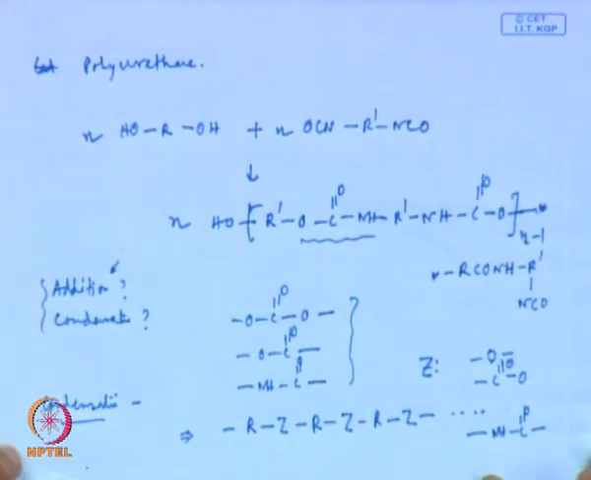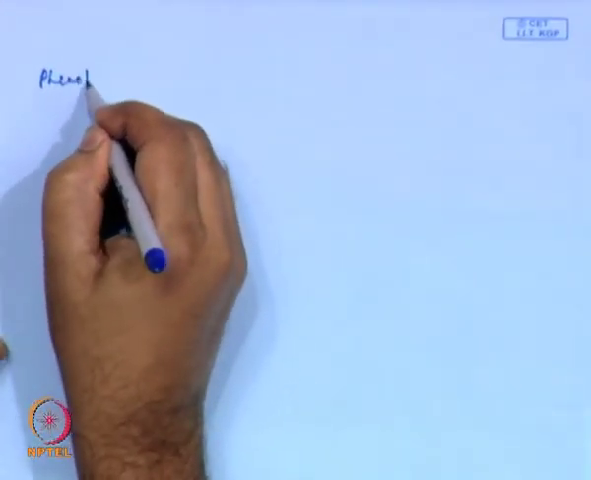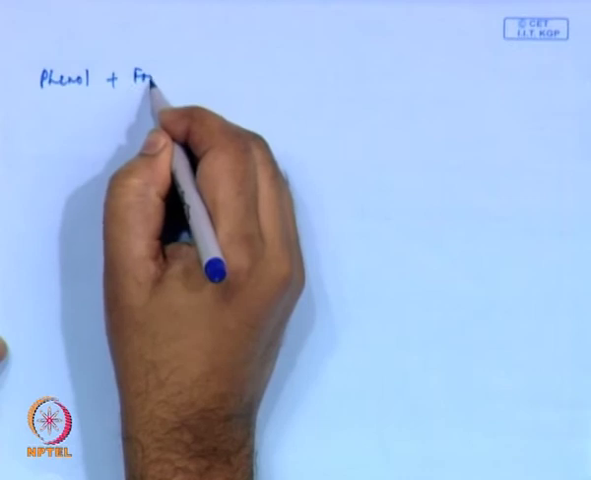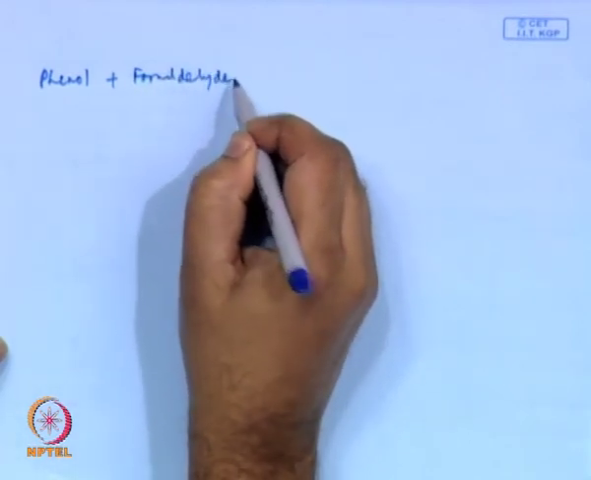Now, that did not solve the entire problem. If we go to the next example, that will be clear. We talk about the very old phenol plus formaldehyde reaction.